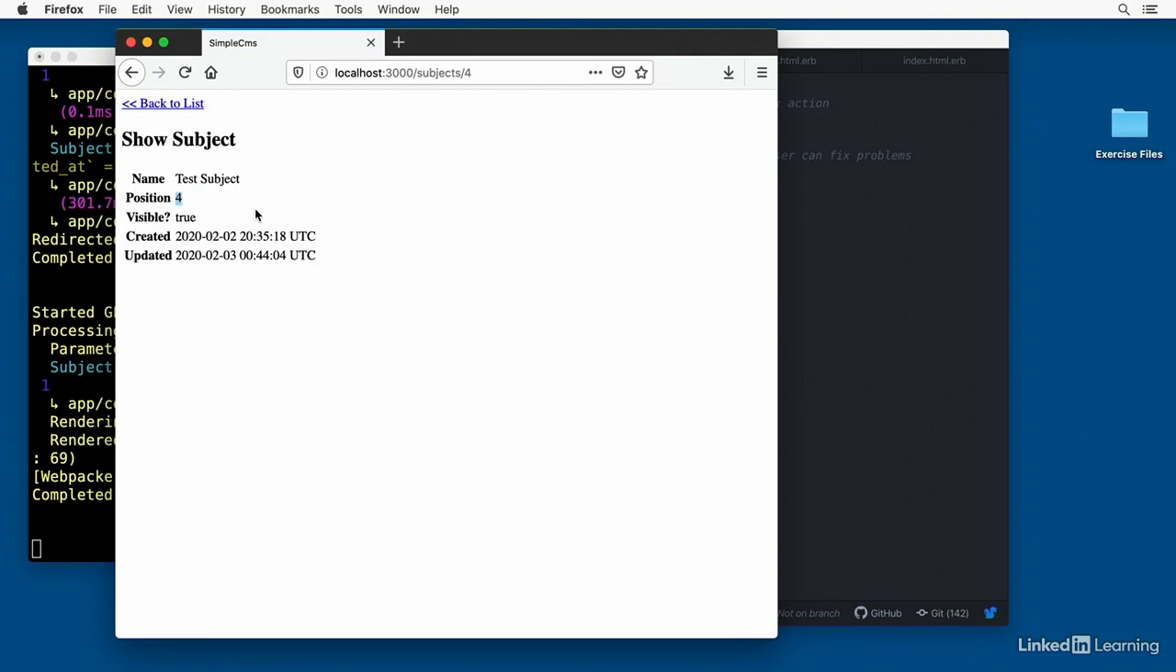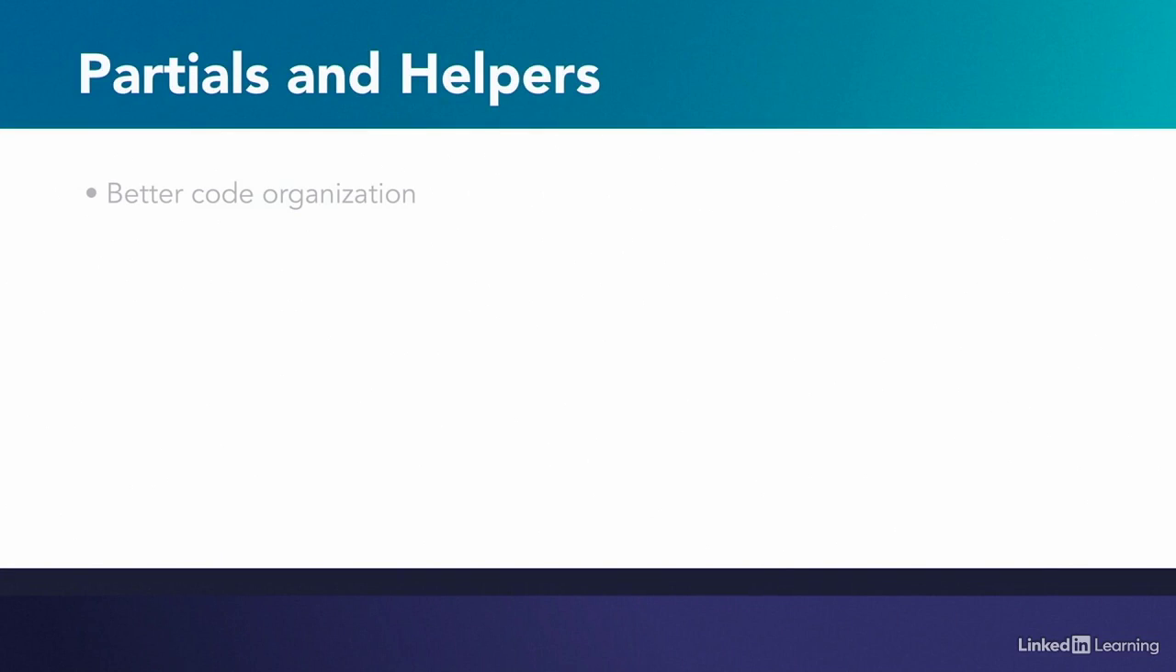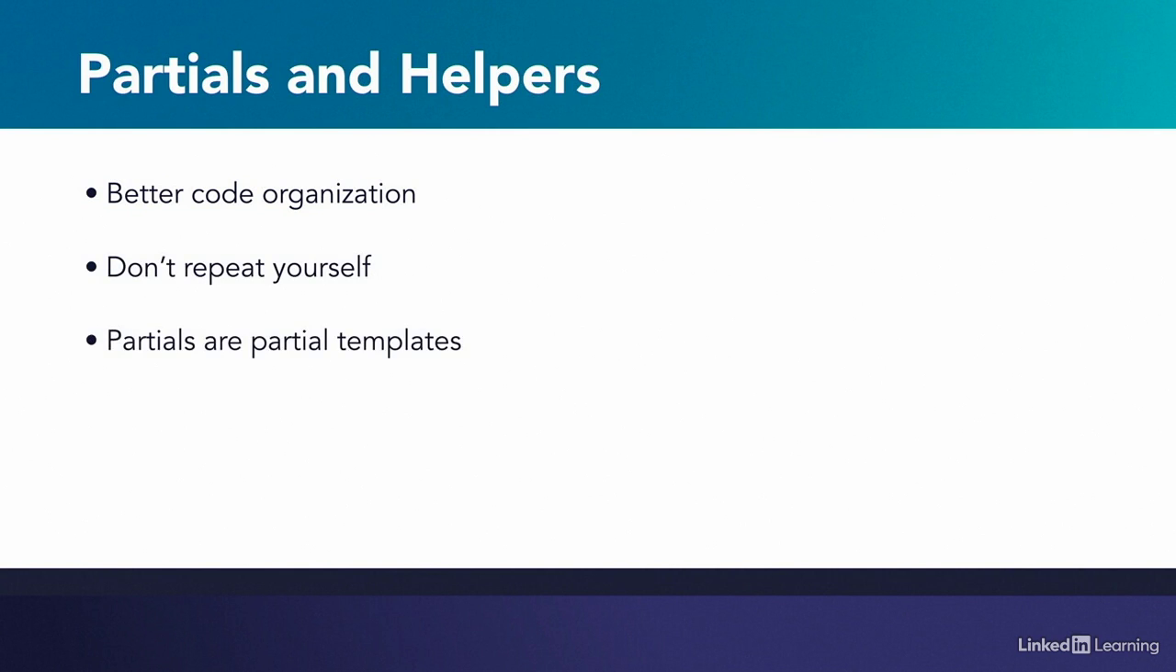We now know how to use our controllers and views to both create and update records in the database. In this movie, I want to introduce you to partials and helpers. Partials and helpers are important for having good code organization in your Ruby on Rails project. And most importantly, they help you to not repeat yourself. And remember, that's one of the fundamental mantras, DRY. Don't repeat yourself. Partials are going to be partial templates, and we want to create partial templates that we can share between a number of other templates.